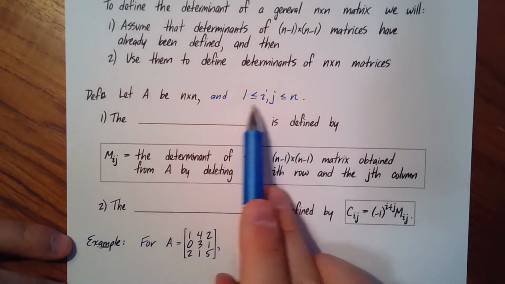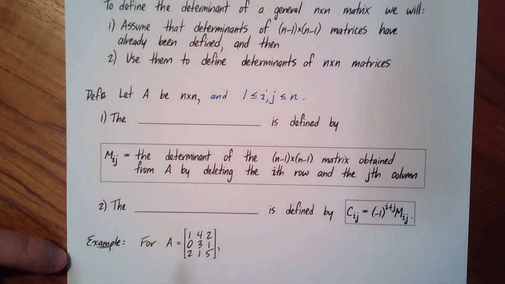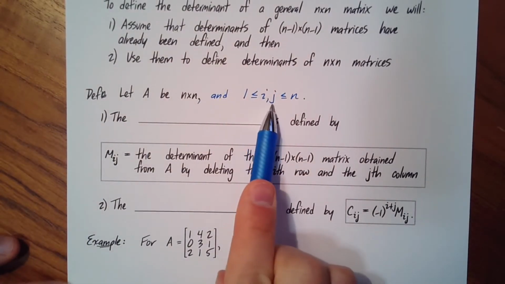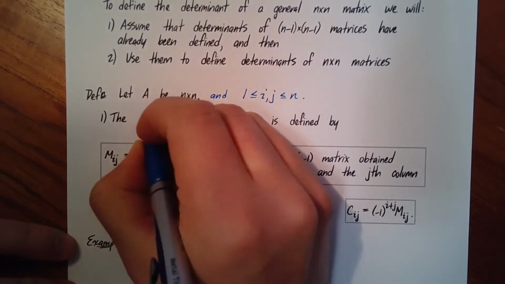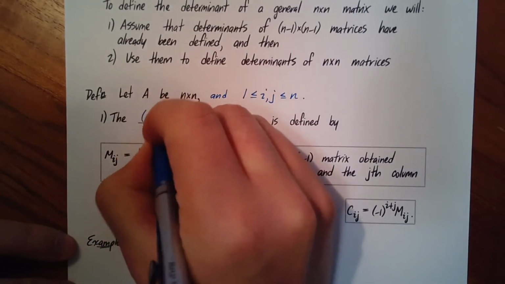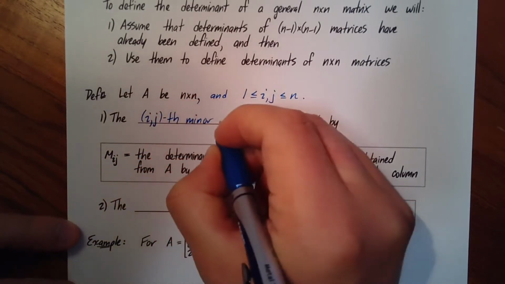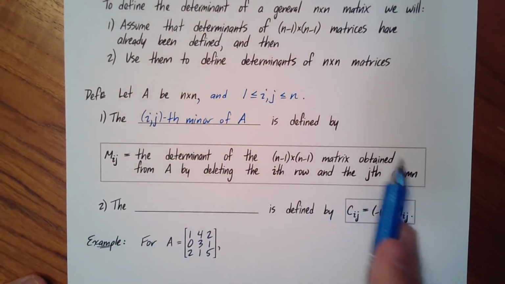Okay, so with that fixed in the background, we can define the minors and the cofactors of this matrix A. And we're going to start with the minors. There's one minor for every choice of i and j between 1 and n, so that's why we're going to call it the ijth minor. The ijth minor of the matrix A is defined by this rule here that has a rectangle around it.